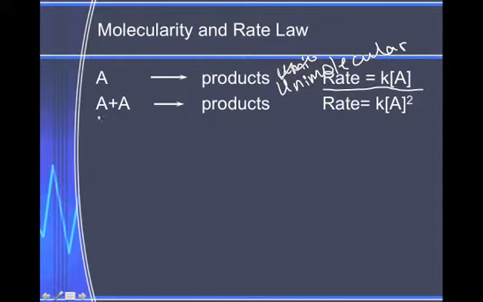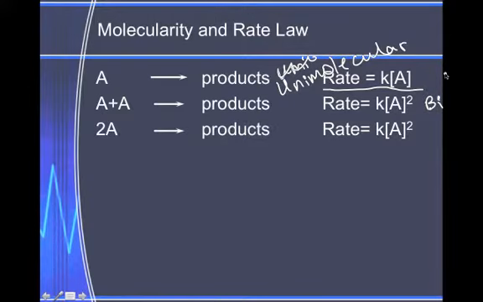But suppose that we had to have two A molecules bump into each other. Then our rate law would look like k[A]². This is bimolecular. What if we have this kind of reaction, 2A? Then we write the rate law this way. There's still two molecules colliding, and so it's bimolecular.